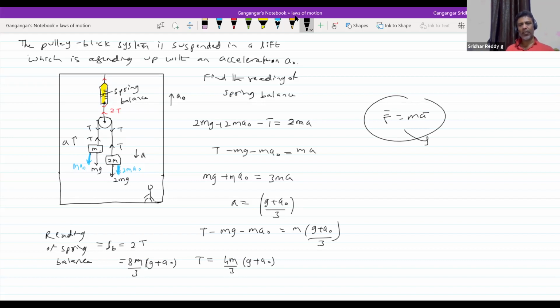which frame of reference. So, sir, what is this 2m a naught? You tell me, what is 2m a naught? This 2m a naught is the pseudo force, no? Sir, why is pseudo force plus here and minus m a naught here? Because if a force acts opposite to the motion of the block, it is negative. If a force acts in the direction of motion, it should be positive.